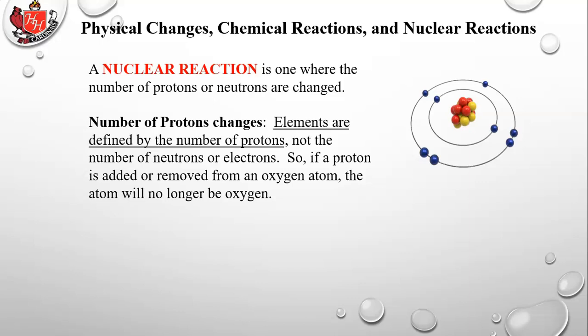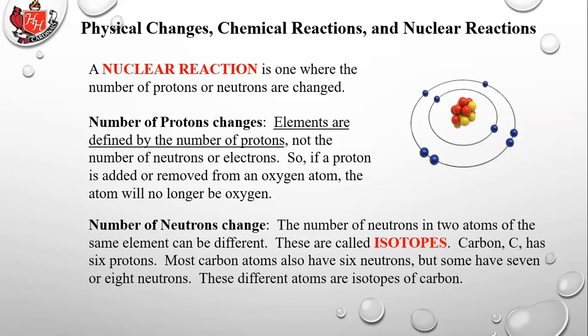Oxygen must have 8 protons. If it doesn't have those numbers of protons, then they're different elements. They simply aren't those elements. So elements are defined by the number of protons, not the number of neutrons or electrons. So if a proton is added or removed from an oxygen atom, the atom will no longer be oxygen.